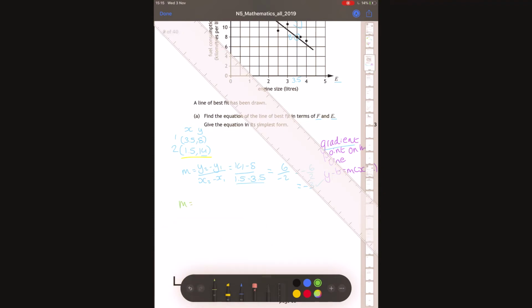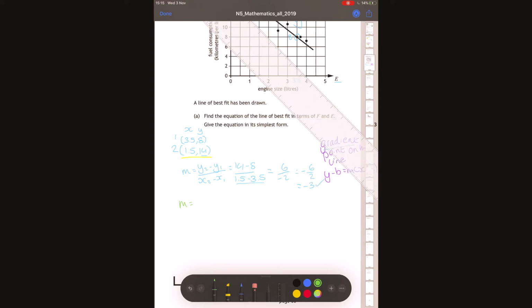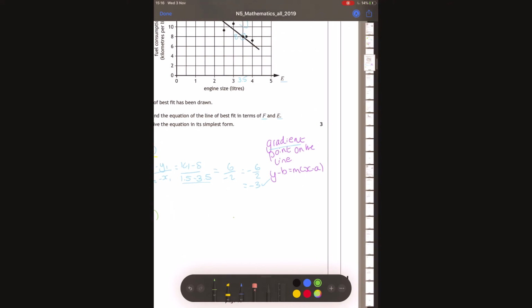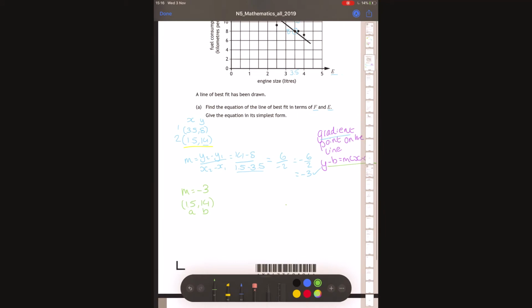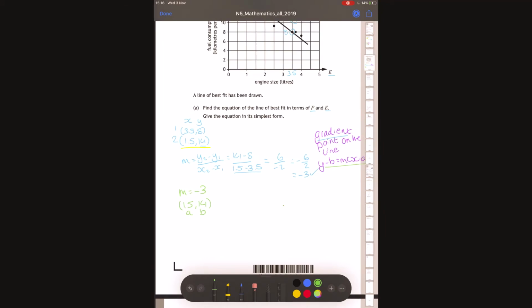So I know m is equal to negative 3. I'm going to have to write my point as well in here: negative 1.5, 14. I'm going to label this A and B. You need to label it because we're about to use this, and your marker doesn't know what A and B are. It could be anything. So, y minus b equals m in bracket x minus a.